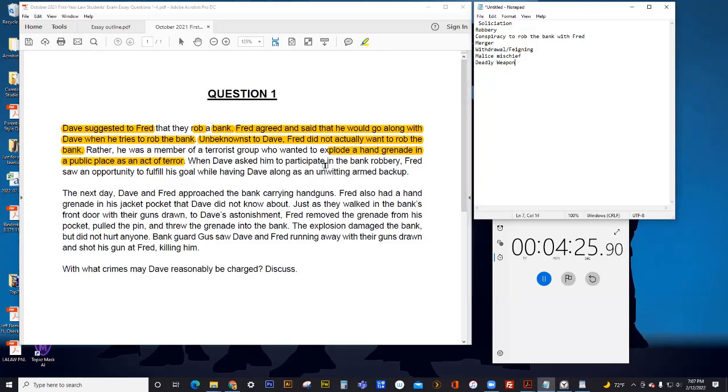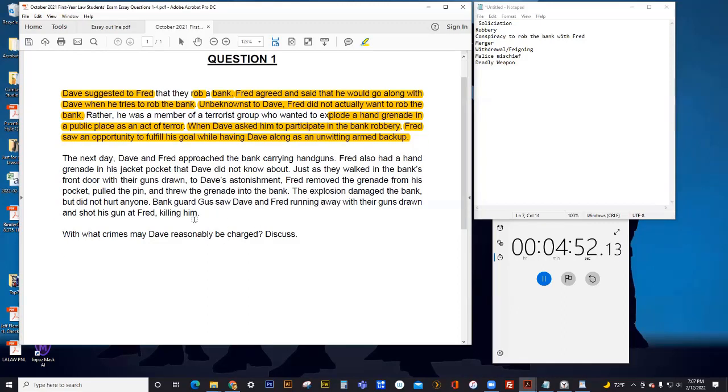See, when Dave asked to participate in the robbery, that was part of the conspiracy. We covered that. Fred sought opportunity to fulfill his goal by having Dave along as an unwitting armed backup. So again, that's all to the conspiracy. Now, if there wasn't an agreement, remember that's when you can use accomplice liability to do the same thing. So your co-conspirators are still carrying that same responsibility for each other.